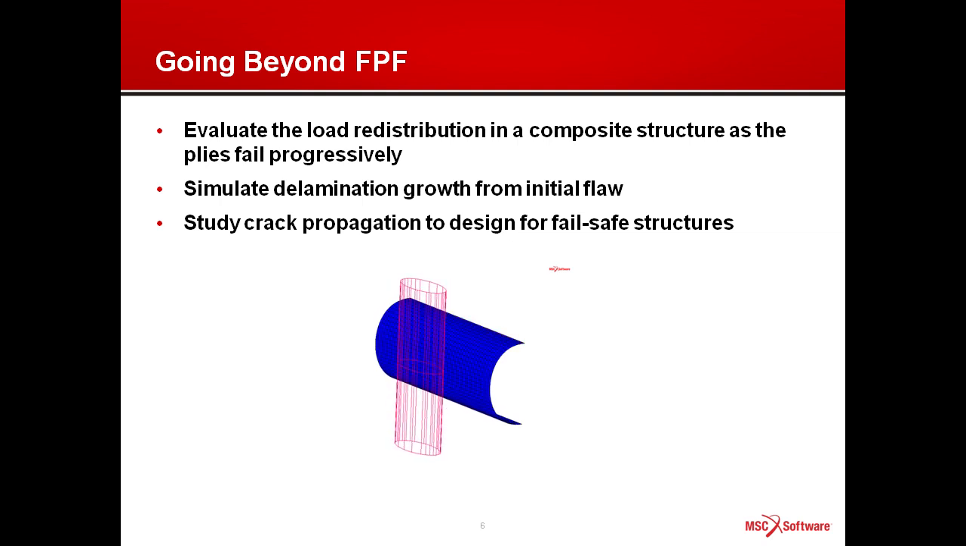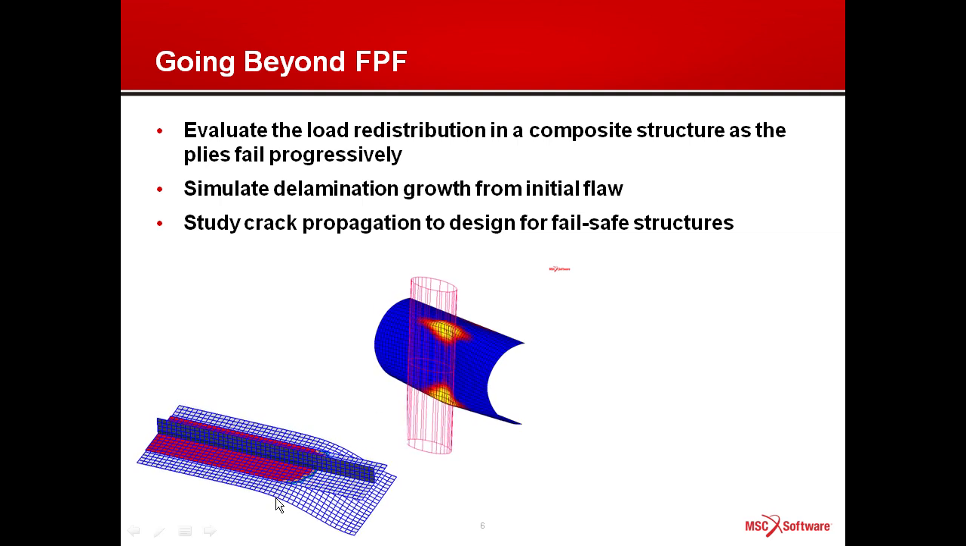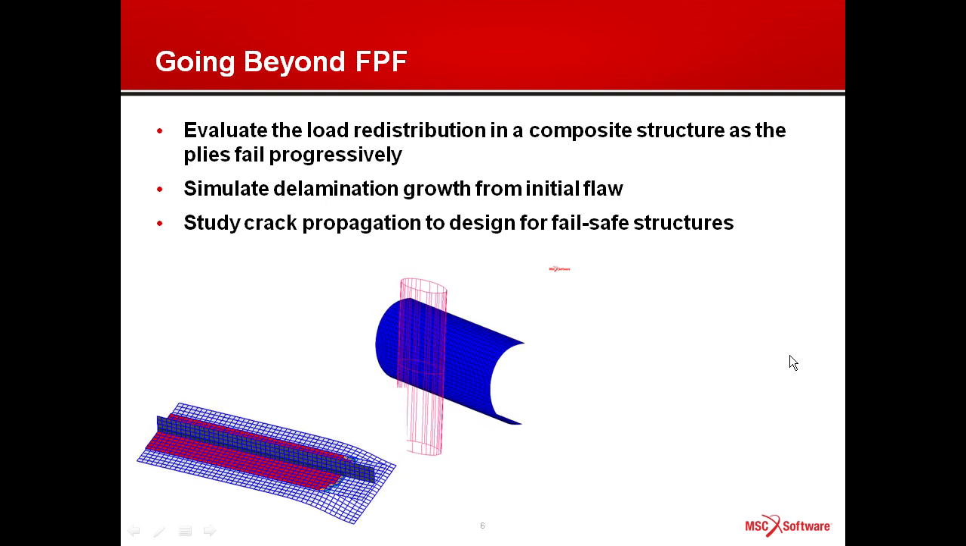You may also want to simulate delamination growth from initial flaw or disbond. What is the residual strength as the delamination grows in my structure? And here's an example on the lower left-hand corner. You can see the skin is delaminating away from the stringer. This is another example. We'll take a more detailed look later.